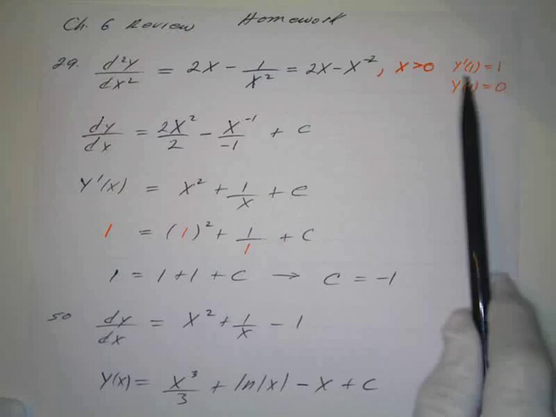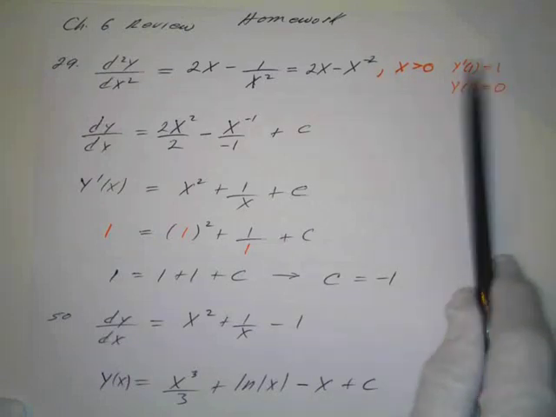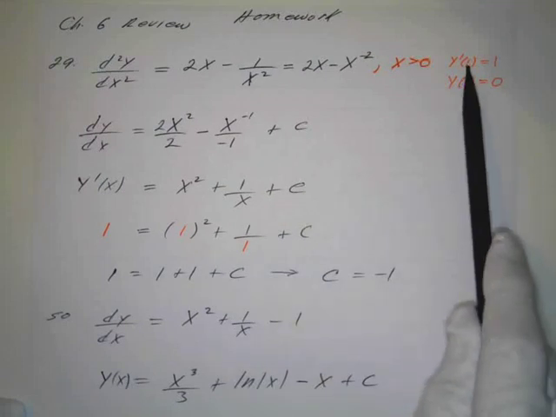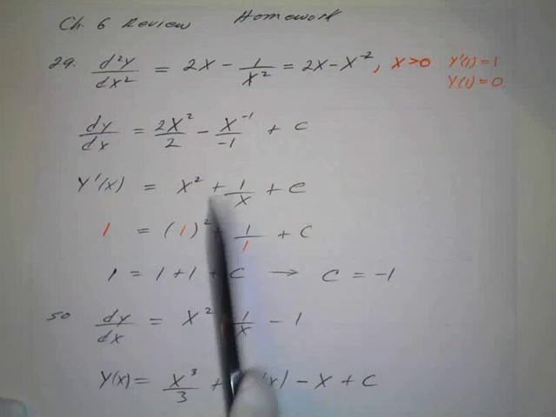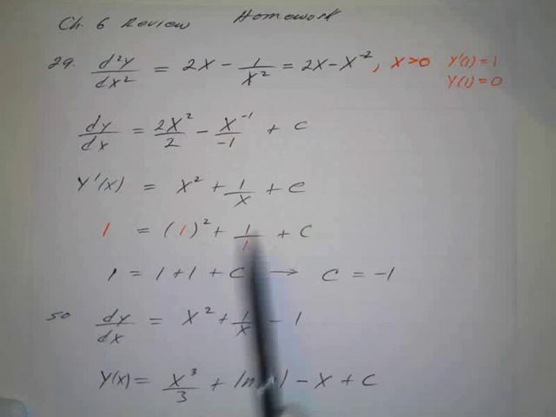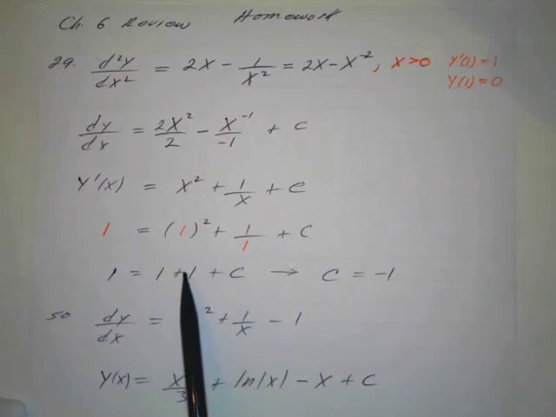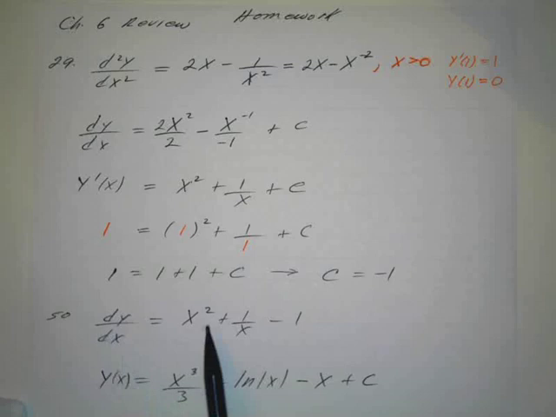Then I'll use this initial value they gave me, sometimes they call it a given value. y prime of 1 is 1, so this would be 1 when x is 1, so I'll put a 1 in every time I see an x. 1 squared is 1, 1 over 1 is 1, so I get 1 equals 1 plus 1 plus c. That's 2. If I subtract 2, I get negative 1, so c equals negative 1. So now I know that dy/dx equals x squared plus 1 over x minus 1.